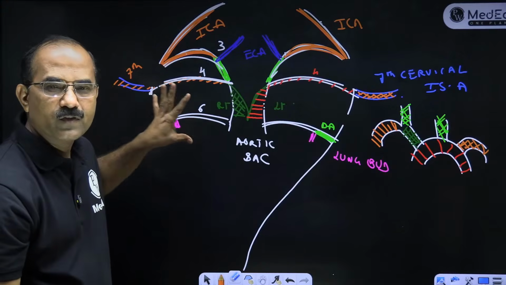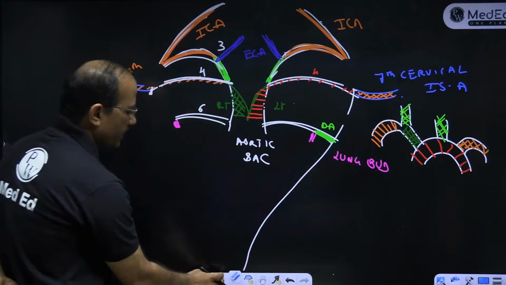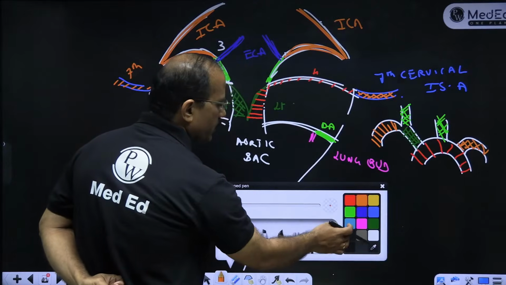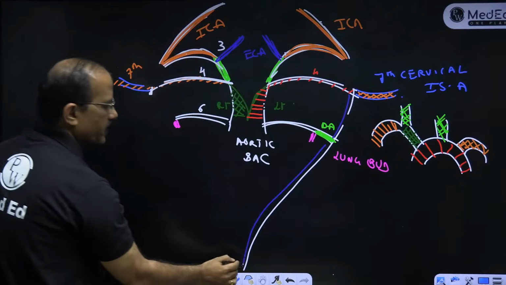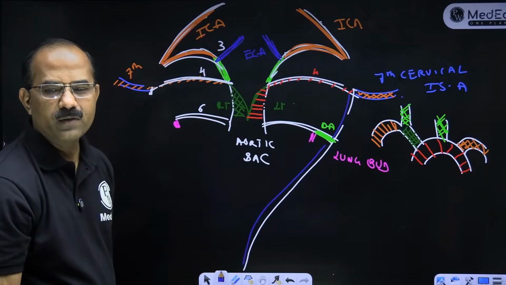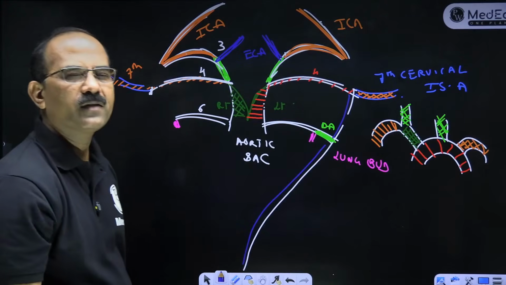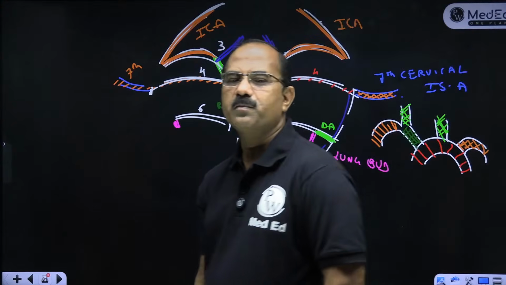Now this entire dorsal aorta is gone. This right dorsal aorta disappears, and this is going to form what? This is going to form the descending thoracic aorta. Fine, clear to all of you? So this is about the development of blood vessels.